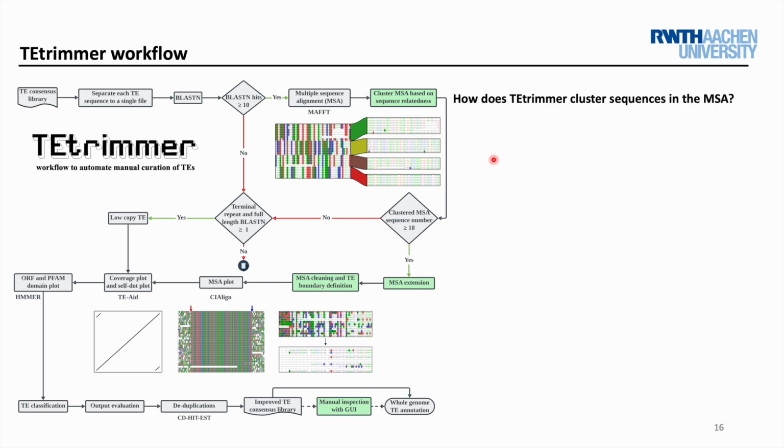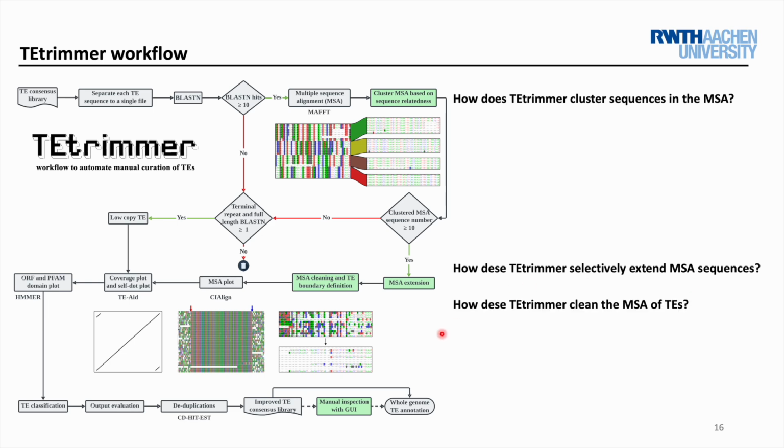The first is, how does TEtrimmer cluster sequences in the multiple sequence alignment? Of course, I will say why it's necessary. The second is, how does TEtrimmer selectively extend the multiple sequence alignment, and compared with traditional manual curation, why is the selective extension necessary. Then I will introduce why we need to clean the multiple sequence alignment of TEs and how TEtrimmer does that. Then, because TEtrimmer is designed to automate and replace the manual curation of TEs, how could TEtrimmer make sure its output is accurate and comparable to manually curated libraries.